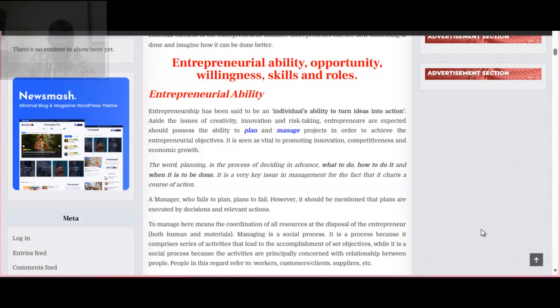Now let's look at what we have in the material. Entrepreneurs are seen as leaders of their action. Aside from the issue of creativity, innovation, and risk-taking, entrepreneurs are expected to possess the ability to plan and manage projects in order to achieve the entrepreneurial objective. Now, what's the entrepreneurial objective? It is to create economic value out of your concept. The economic value will be money.